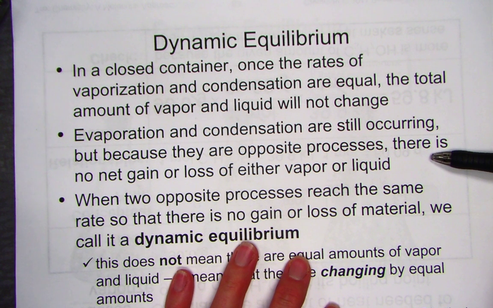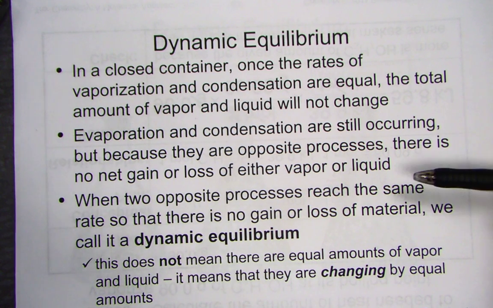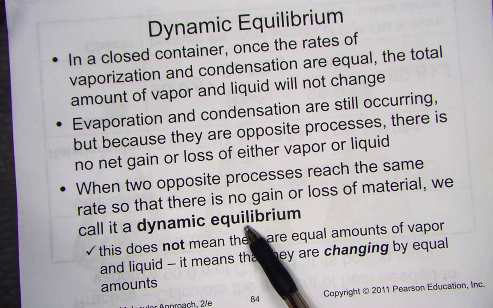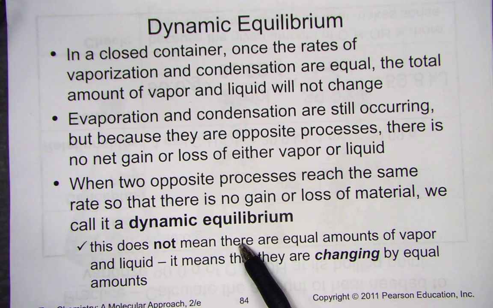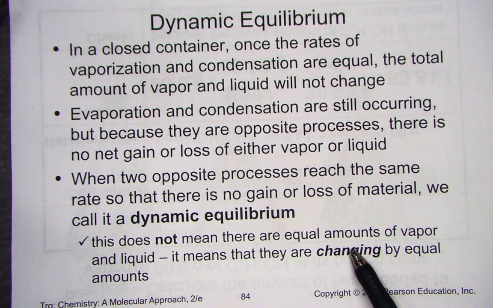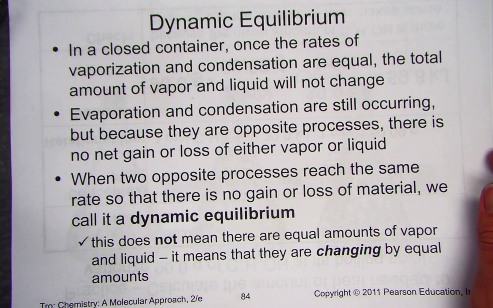So there's no net gain or loss of either the vapor or the liquid, although the processes are indeed occurring. Whenever we have two opposing processes, each occurring at the same rate with no net gain or loss of material, we refer to that as dynamic equilibrium. And actually, the title of our next chapter is all about equilibrium, with a forward and a reverse reaction occurring at the same rate. It does not mean that there's equal amounts of vapor and liquid, but it means that they are changing by equal amounts. I clearly might have more gas than liquid or more liquid than gas, but the phase changes are occurring together.